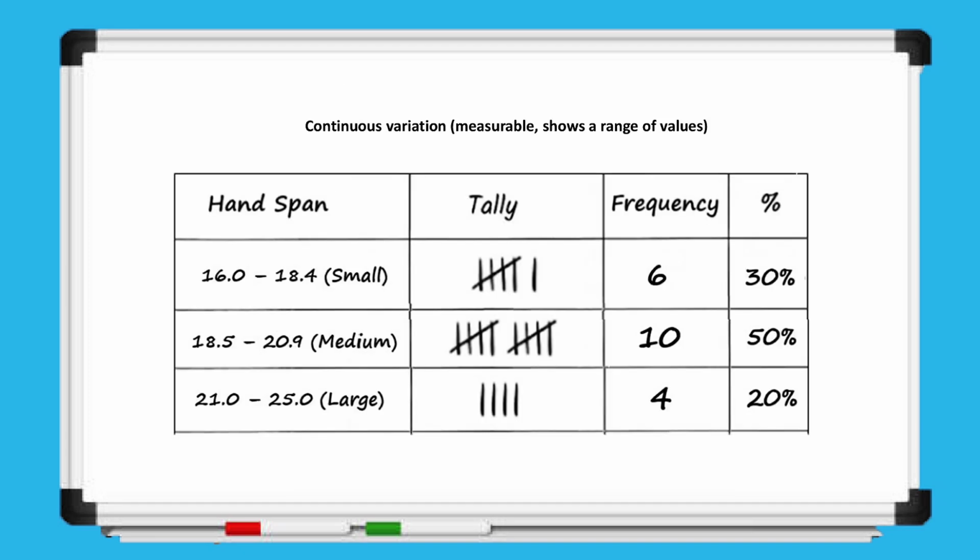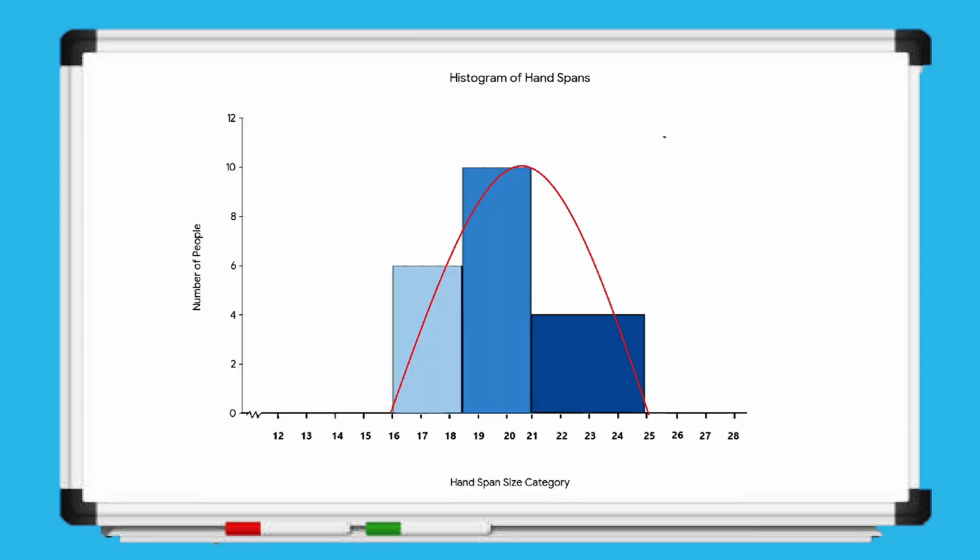Next, we examine the hand span table. This is an example of continuous variation. The measurements are grouped into ranges such as small, medium, and large. The frequency of individuals in each range is recorded. A histogram is used to represent this data, where the bars touch each other. A bell-shaped curve can be drawn over the histogram, showing that most individuals have average hand spans, while fewer have very small or very large values.